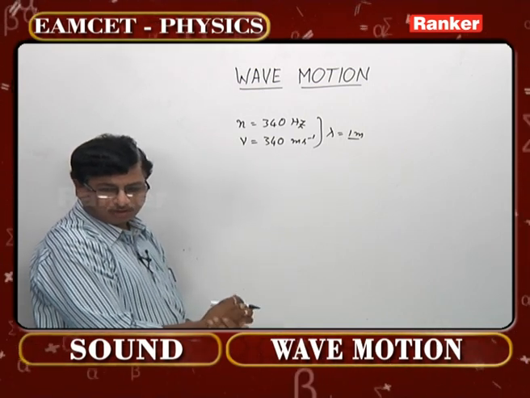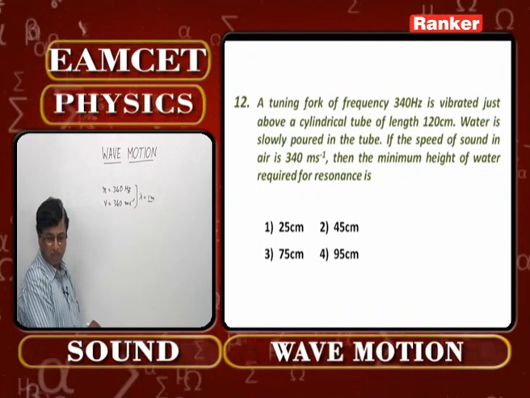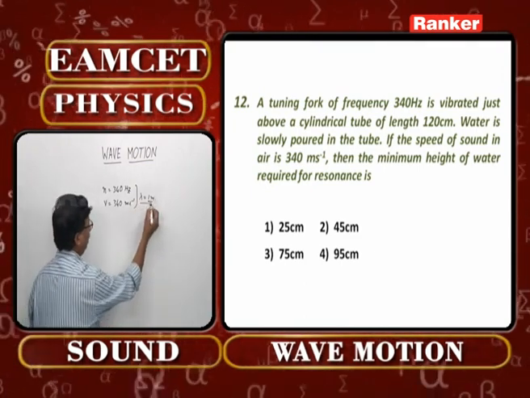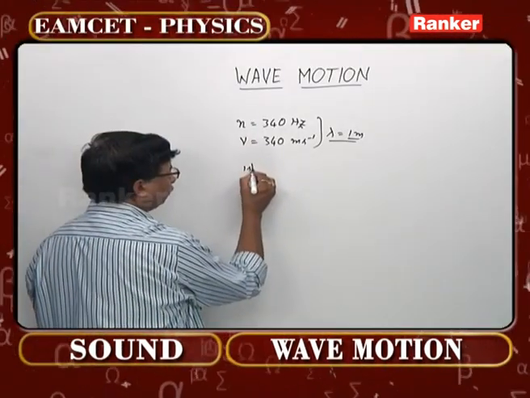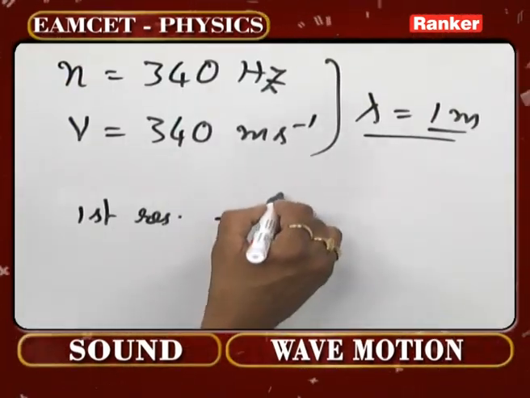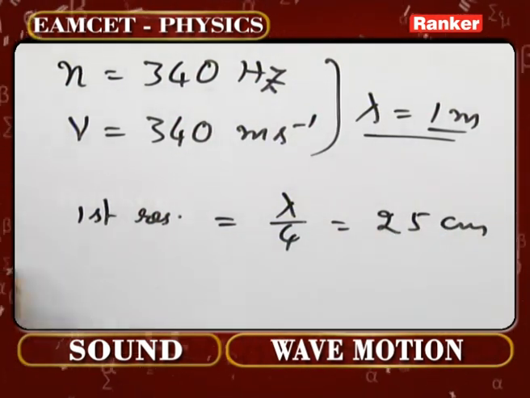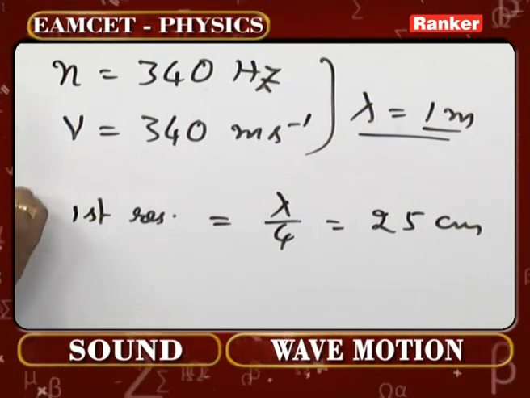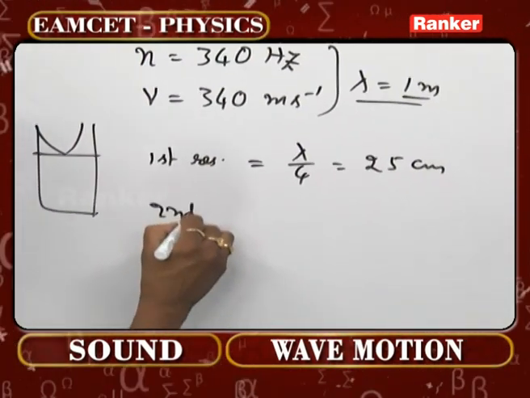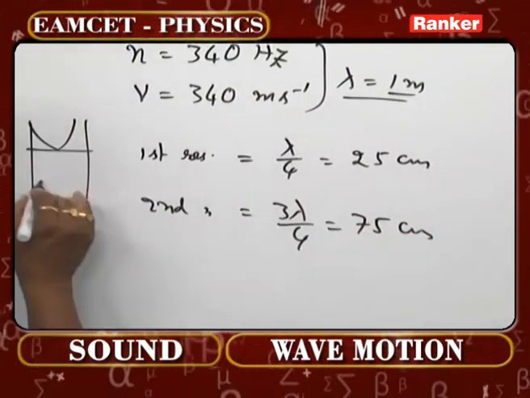And of course, what is the question he is asking? Water is poured in. If the speed of sound in air is 340, the minimum height of water required for resonance is how much? When lambda is this, we know for first resonance generally, right? For resonance, the general condition must be lambda by 4. So how much should it be? 25 centimeter. 25 centimeter from where? From the top. But he is not asking that, he wants from the bottom. So what will be the second resonance? 3 lambda by 4, that is 75 centimeter from the top.